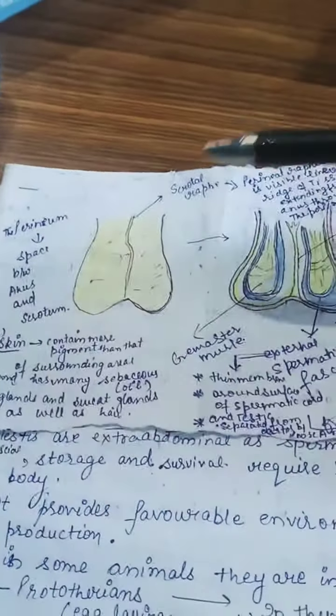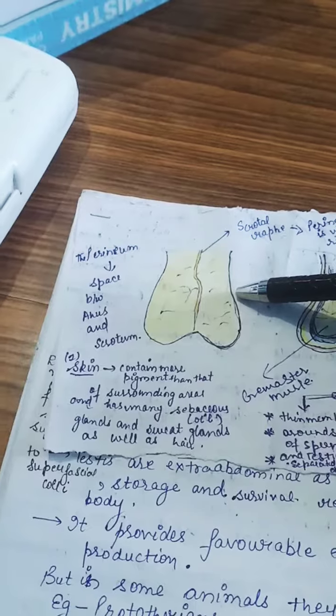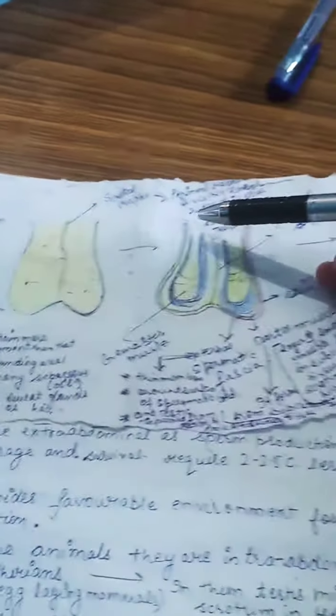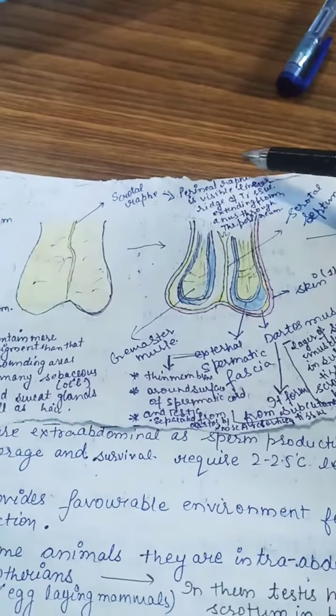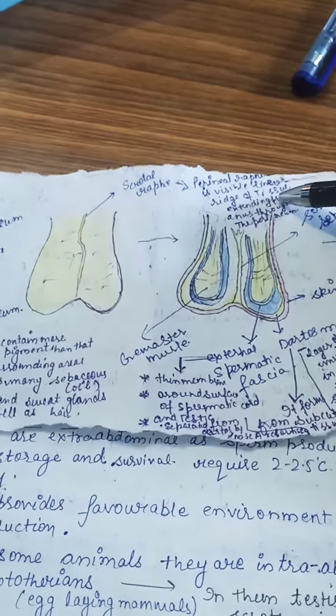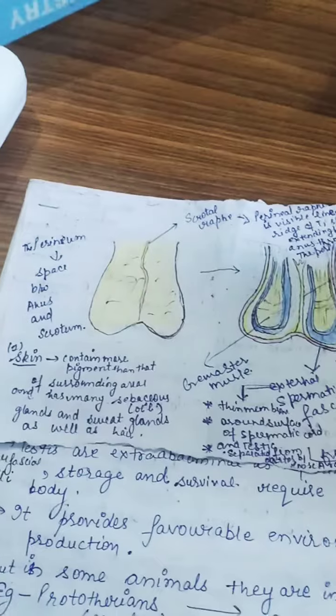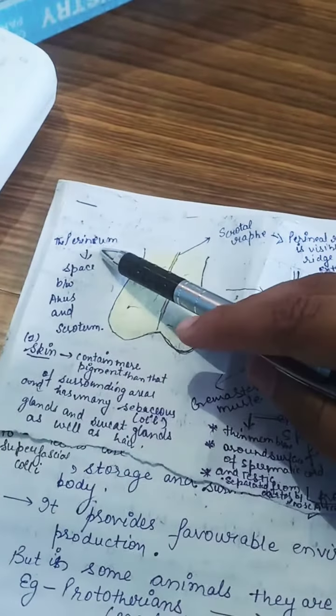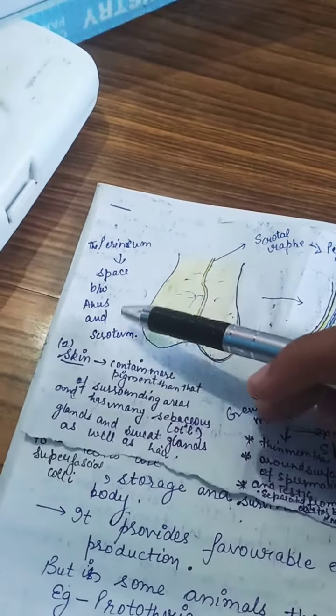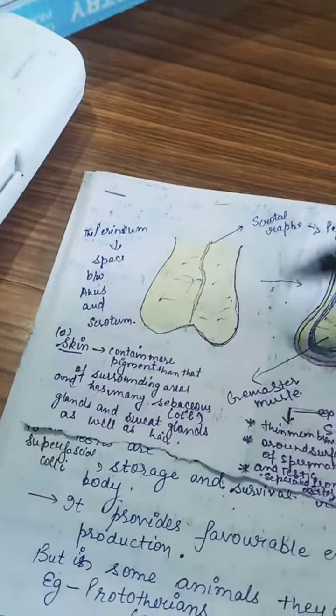Today I will discuss the scrotum. Focus on this. Here I have shown the external view of the scrotum. This is the scrotal raphe. The scrotal raphe is a perineal raphe, which is a visible linear ridge of tissue extending from the anus through the perineum. Then what is the perineum?